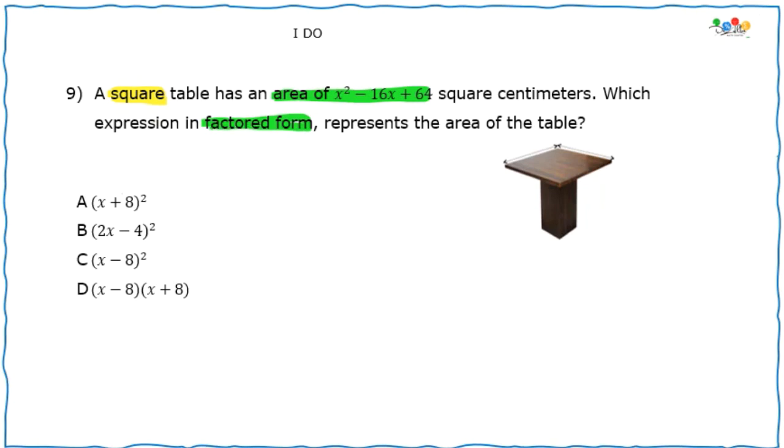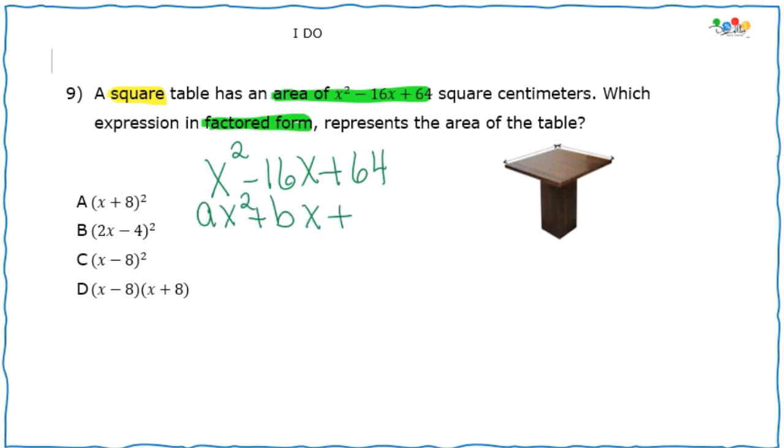Okay, so first of all, let's rewrite my expression. So I'm going to write down x squared minus 16x plus 64. Right below that, I want you to write down the standard form. So I'm going to write down ax squared plus bx plus c. Okay? So remember that that's going to help us identify A, B, and C.